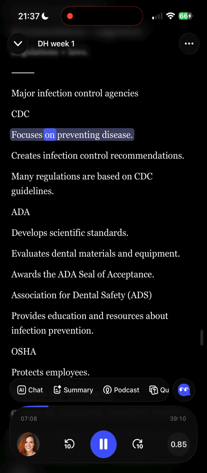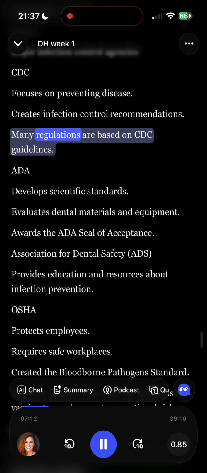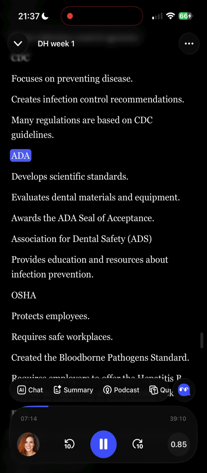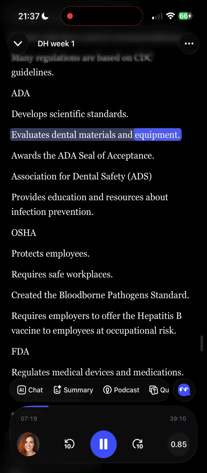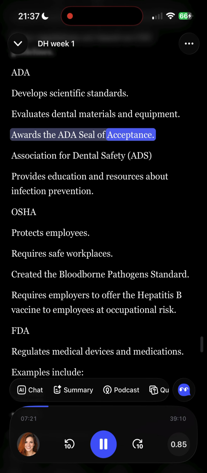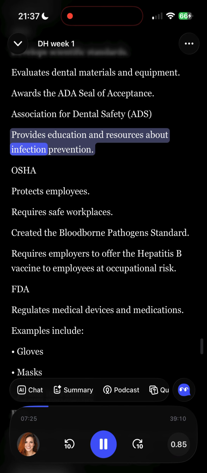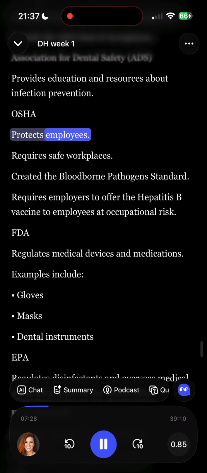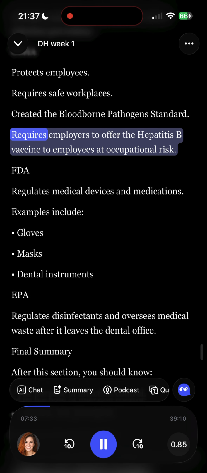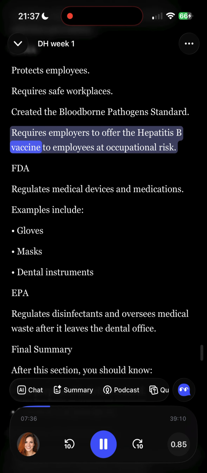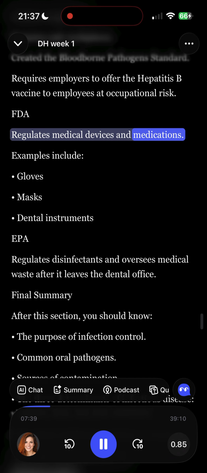Major infection control agencies. CDC focuses on preventing disease, creates infection control recommendations. Many regulations are based on CDC guidelines. ADA develops scientific standards, evaluates dental materials and equipment, awards the ADA Seal of Acceptance. Association for Dental Safety provides education and resources about infection prevention. OSHA protects employees, requires safe workplaces, created the blood-borne pathogens standard, requires employers to offer the hepatitis B vaccine to employees at occupational risk.